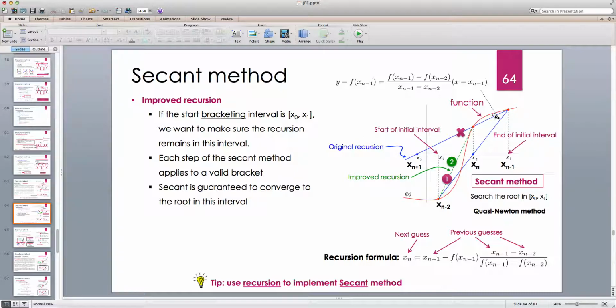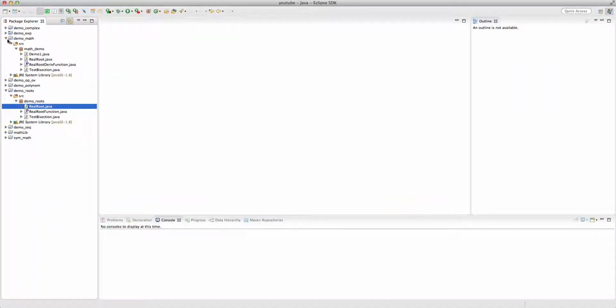So here, to clarify again, instead of drawing this line from the xn minus 1 and xn, we want to change the code to draw this line from xn minus 2 to xn. And as you can visually see, it crosses the horizontal axis at a point that is much closer to the root than the previous one. So this gives a better convergence to the root that is in fact in the search interval in the original bracket. All right. So let's head to Eclipse.